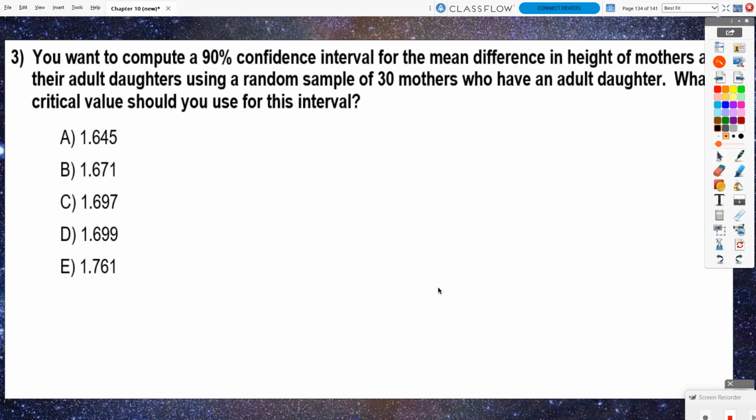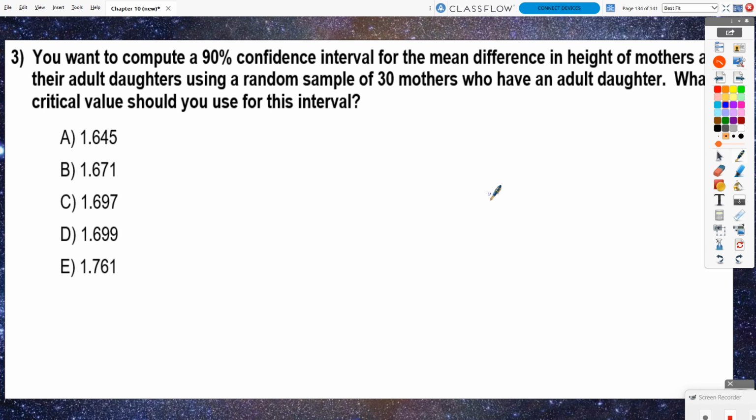Number 3, you want to compute a 90% confidence interval for the mean difference in height of mothers and their adult daughters using a random sample of 30 mothers who have an adult daughter. What critical value should you use for this interval? Well, this is a paired t-interval problem.